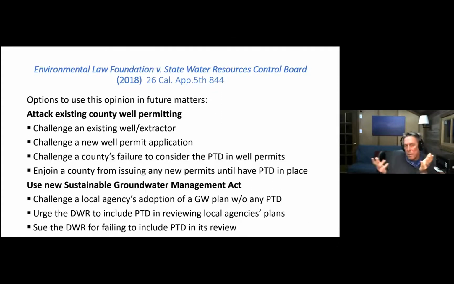And then third, of course, if DWR approves a groundwater management plan that has no public trust in it, then we go after DWR for its failure to include public trust in its review. So those are the different options that we think we have. I think I brought that in on time, under budget, and I'm ready to turn it over to Brent.